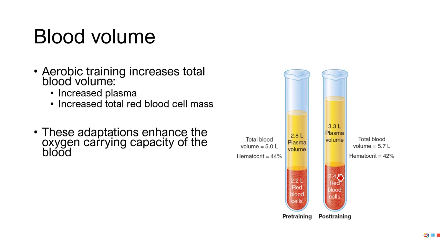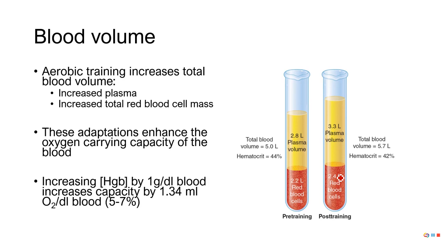Okay, so as a result, we're better able to carry oxygen. We have more spots for oxygen to bind for us to deliver oxygen. Okay, now if we're able to increase our hemoglobin concentration by 1 gram per deciliter of blood, then we actually increase our oxygen capacity by 1.34 mL of oxygen per deciliter of blood. Again, I know that that's a weird measurement, but if you did the math, 1.34 is about 5 to 7% of 20. Okay, normally we're carrying about 20 milliliters of oxygen per deciliter of blood. Okay, and so hopefully as we've gone through this, you can see how all of these things are related to make our cardiovascular system much more efficient during aerobic exercise.